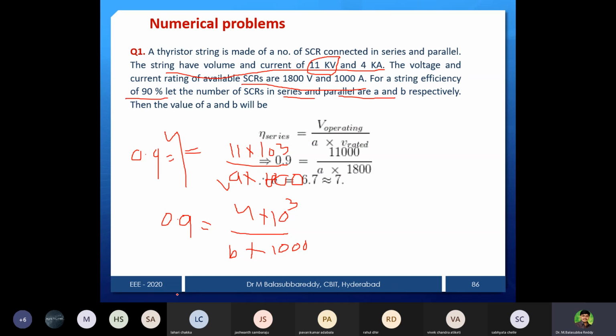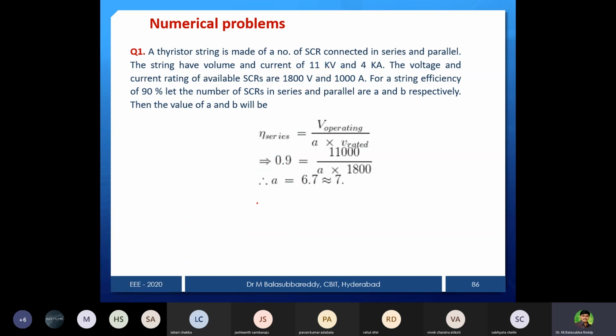That's what I mentioned. Here the thing is, it is a number. Actually 4.7 SCRs won't be there. Even 4.1 you make it a 5 or like that. 6.7 will not be there. So what do we have to do? 7 SCRs we have to connect in series according to our formula.